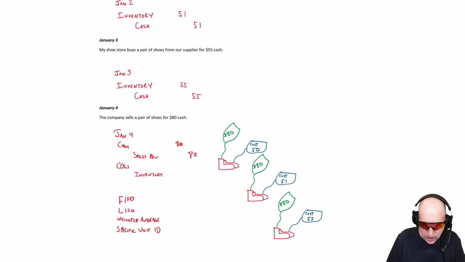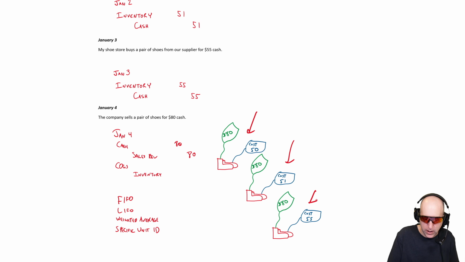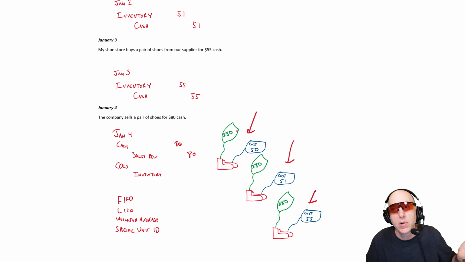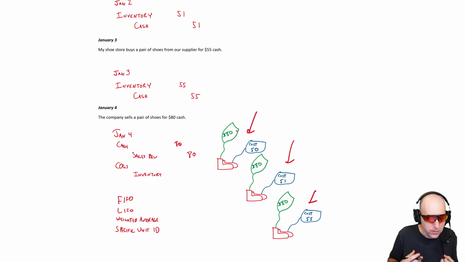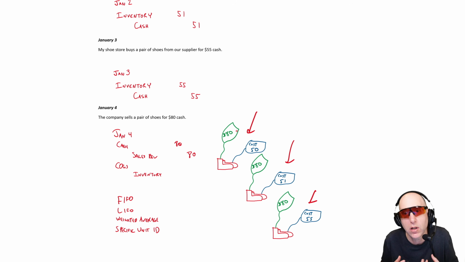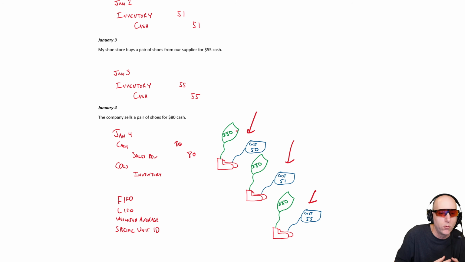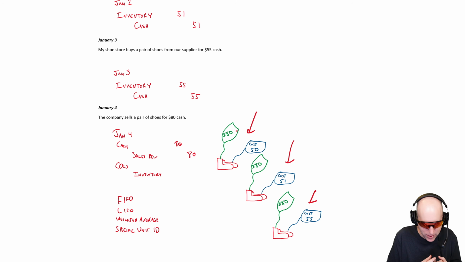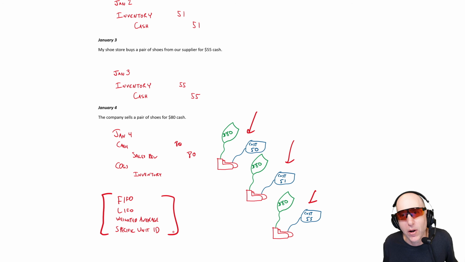So let's think of the issue here. They've got three pairs of shoes, one that cost them $50, one that cost them $51, one that cost them $55. They're all priced at $80 because they're all the same shoe, and a customer comes in and buys one. What is our cost of goods sold? How much do I credit in? Like, what's the value of inventory walking out the door with that customer? And the answer I hope you're seeing, and this is the hint, is it depends on their accounting policy.